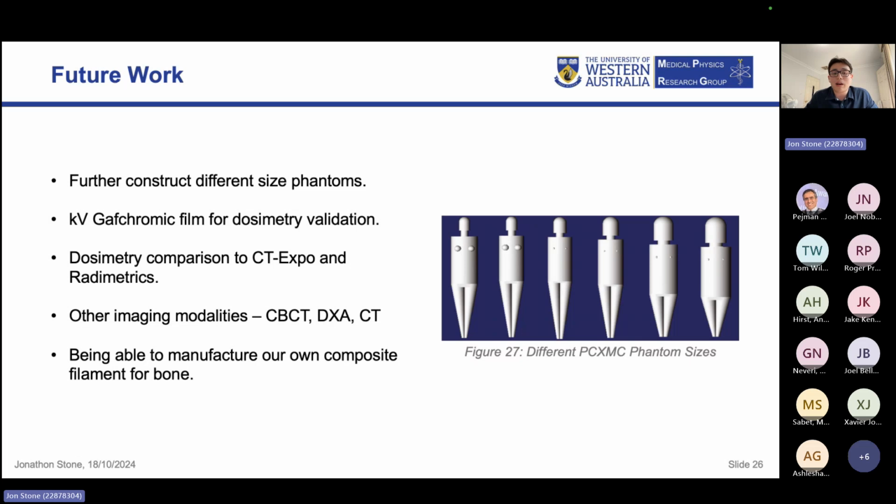And then we want to compare our dosimetry of our phantom to CT Expert and Radiometrics, so other dose simulation software, as well as expanding to other imaging modalities, such as cone beam CT, DXA, and CT. And then maybe also being able to manufacture our own composite filament for bone.